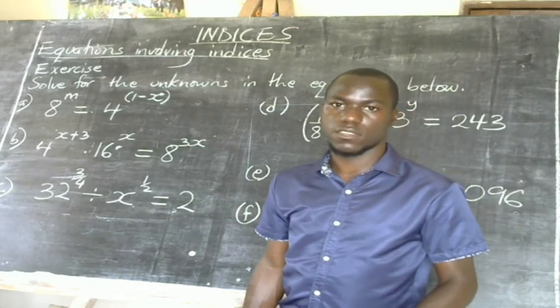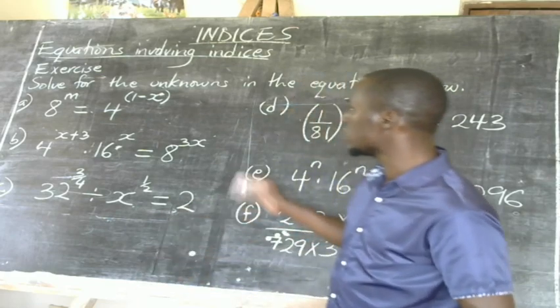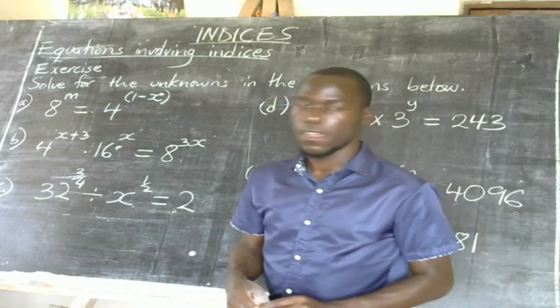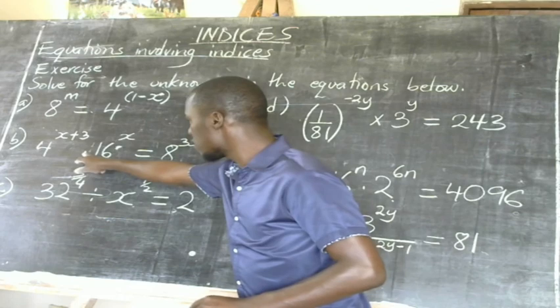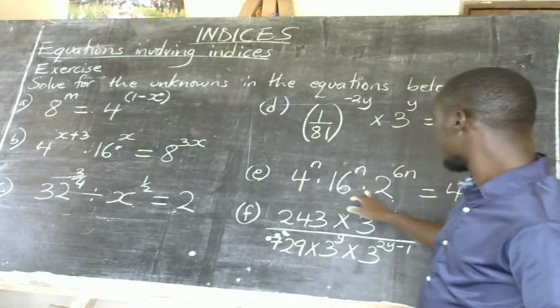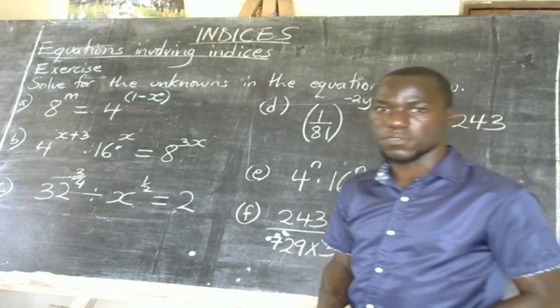So this is the end of our lesson. We always end it with an exercise. Now the dots that you see here, here and there, they mean multiplication.